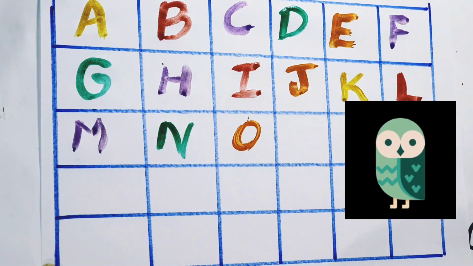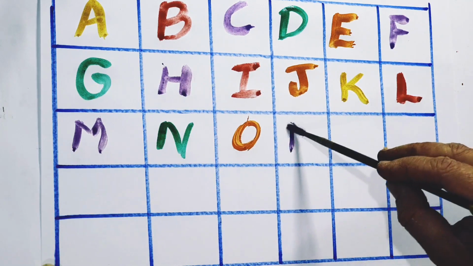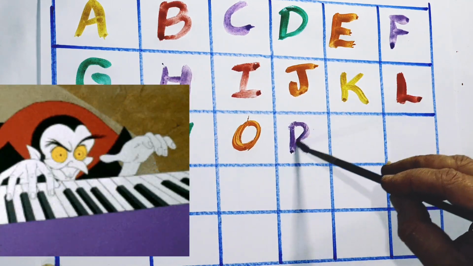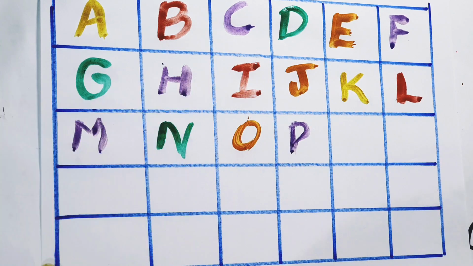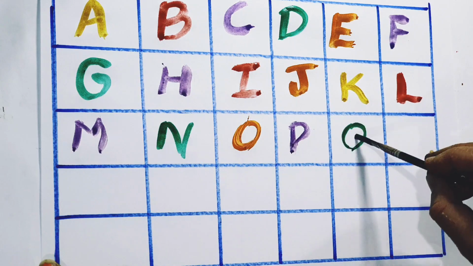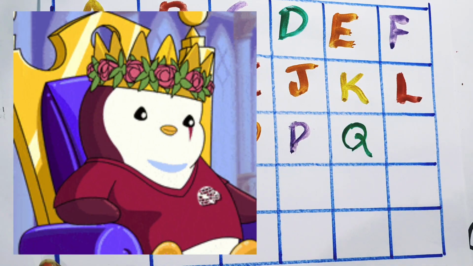O for owl. Purple color. P for piano. Green color. Q for queen.